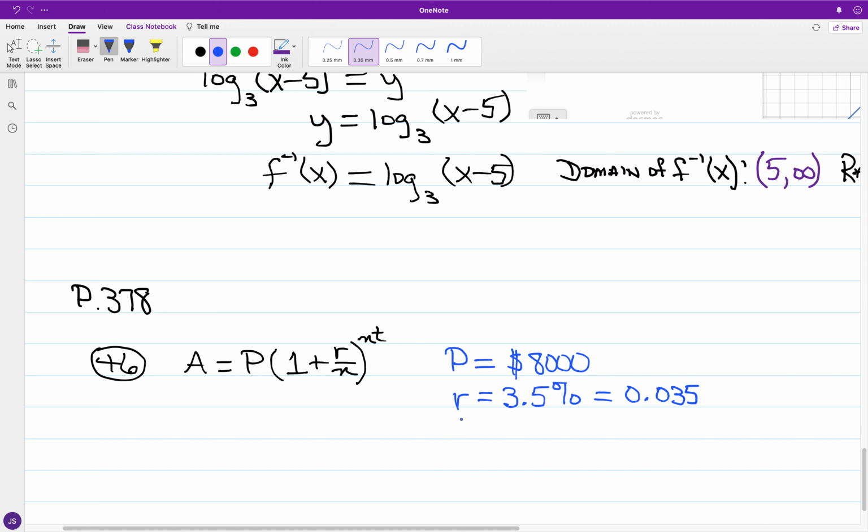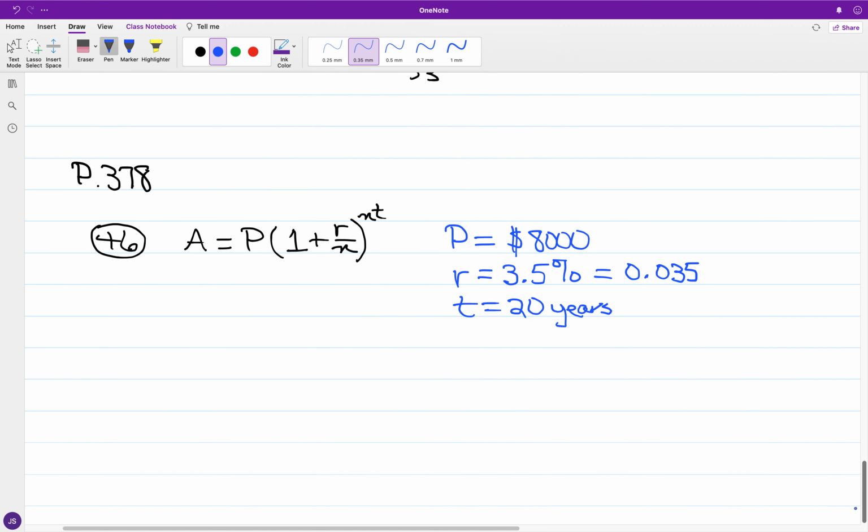And for the time span, we're looking at 20 years. So you're looking at the future value of $8,000 after 20 years, if during this time span we have interest compounded at various frequencies at 3.5%. And if I'm looking at annual compounding, if I have it done annually, then n is equal to 1.